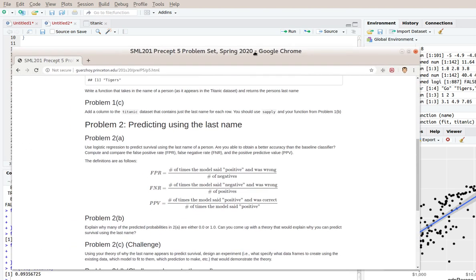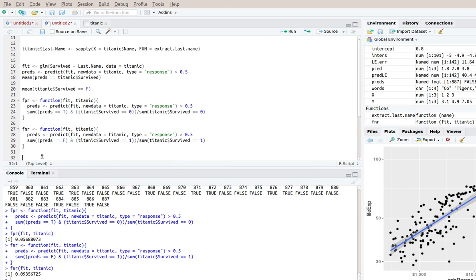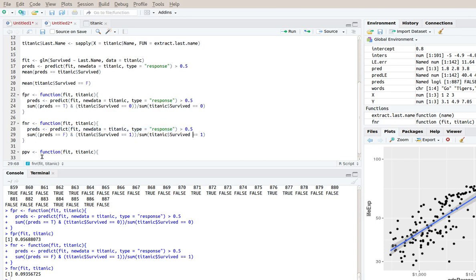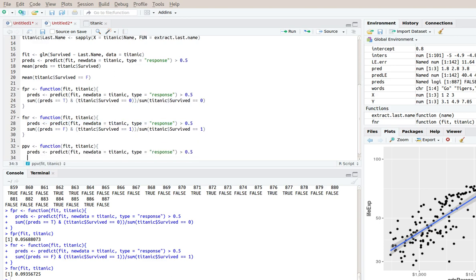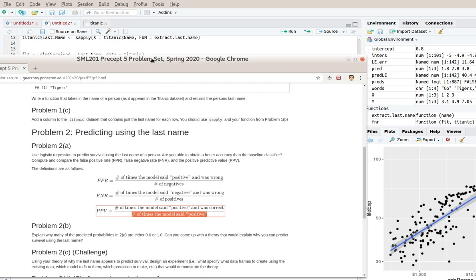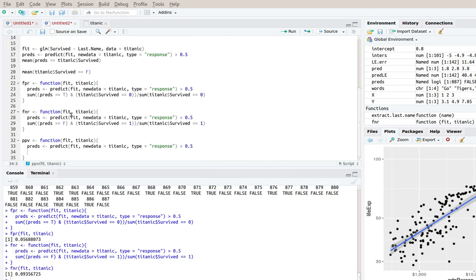We also want to compute the PPV. That's different because the numerator is the model said positive and was correct, and the denominator is the model said positive. So we'll do PPV, and we still need the preds. What we want is the number of times the model said positive and was also correct, so I'll just copy this and then fix it up. That's out of the number of times that the model said positive, so that's this.